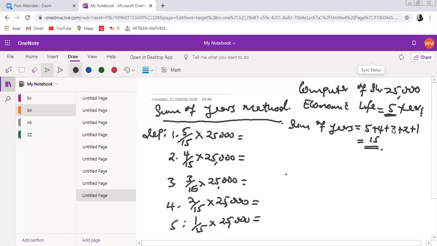So first of all, if you are told it is 7 years, then you need to start with 7 plus 6 plus 5 plus 4 plus 3 plus 2 plus 1. You need to get the sum of the years first, and then you start with the highest number over the sum, times the cost, and you get the depreciation for each and every year.